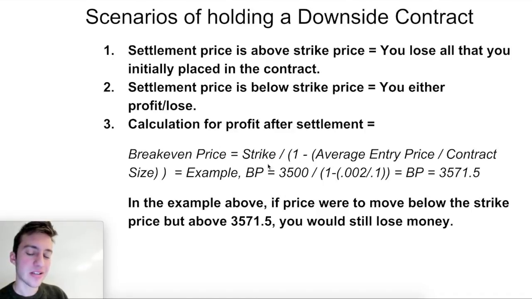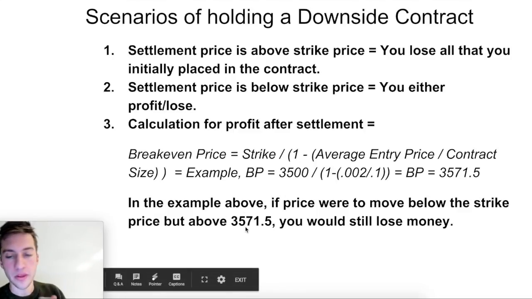Apologies here, because this is actually incorrect right here. This should be 1 plus. This should not be 1 minus. Your break-even price would not be 3571.5 above the strike price. It would actually be 71.5 below 3,500. So the actual break-even price would be 3428.5, meaning in this example here, with a strike price of 3,500, if you pay 0.002 for that contract, you would need price to go below 3428.5 for you to break even. Not above there, but you need it below the other one.